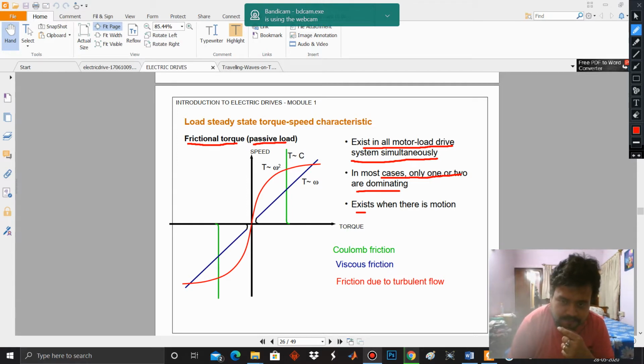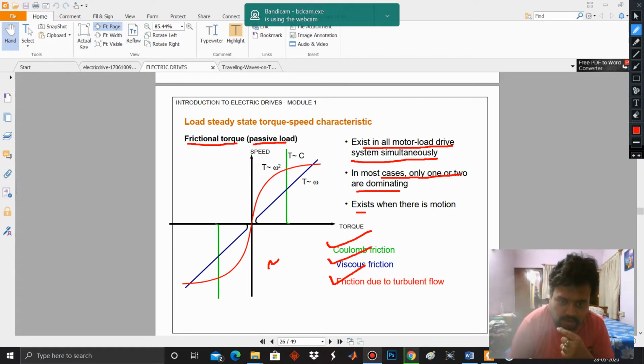So now there are three types of friction. One is the Coulomb friction, the second is viscous friction, and the third one is friction due to turbulent flow. The line represented by green is known as Coulomb friction. So you see that the torque is constant throughout the speed.